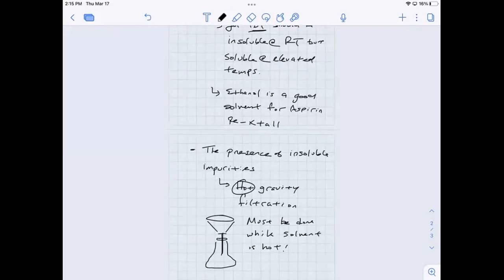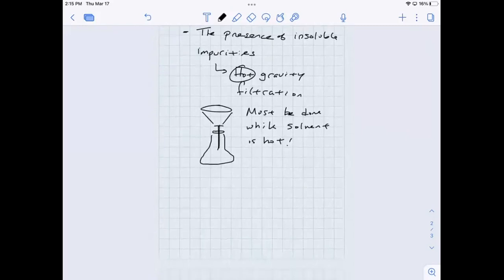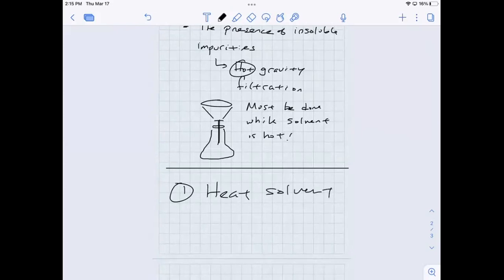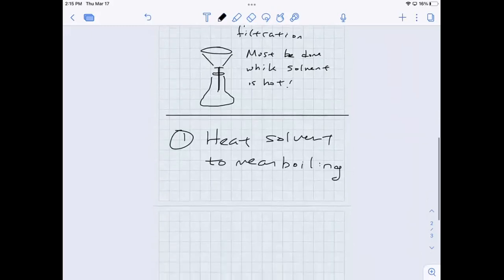So the steps to recrystallization are very simple. First thing you want to do is heat the solvent to near boiling, not boiling. It's really important not to boil ethanol or heat it up past its flash point.